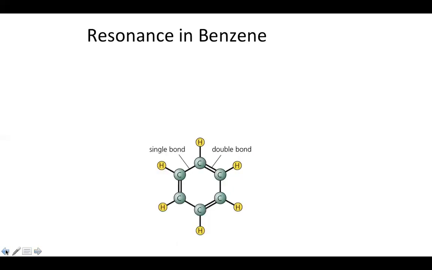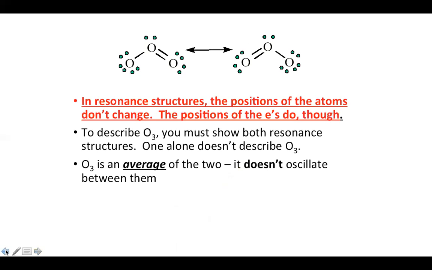Let's do an example. All right, so say we are looking at NO2 minus, the ion known as nitrite.